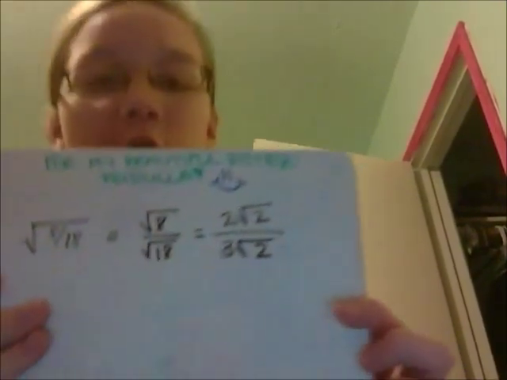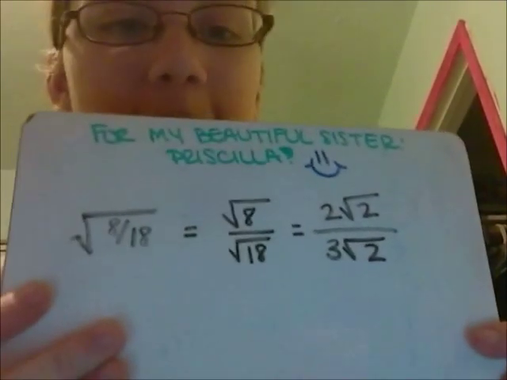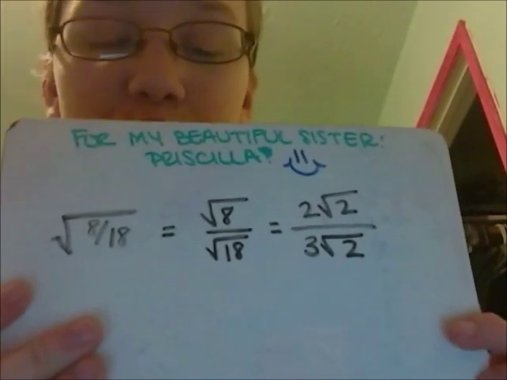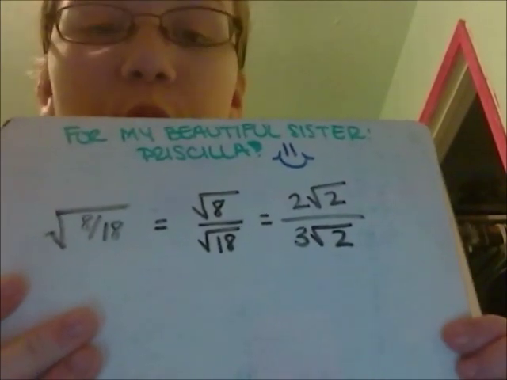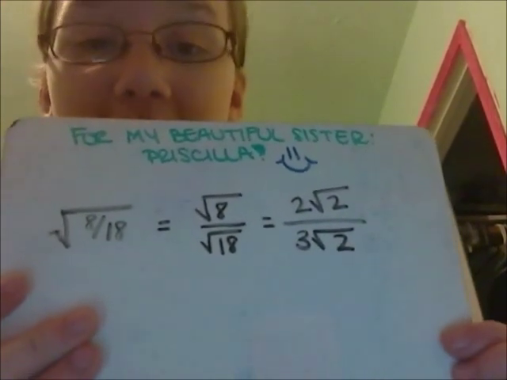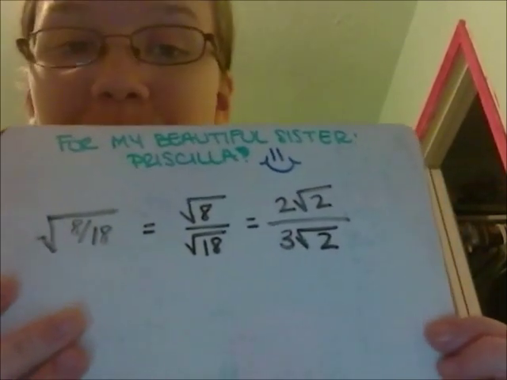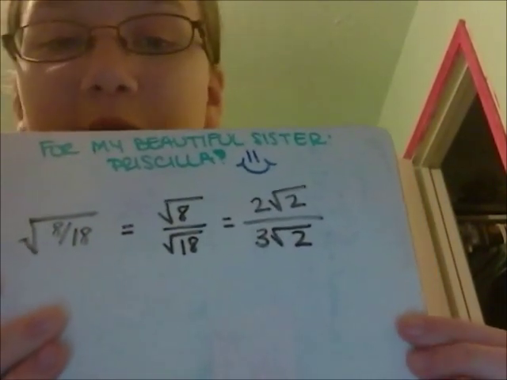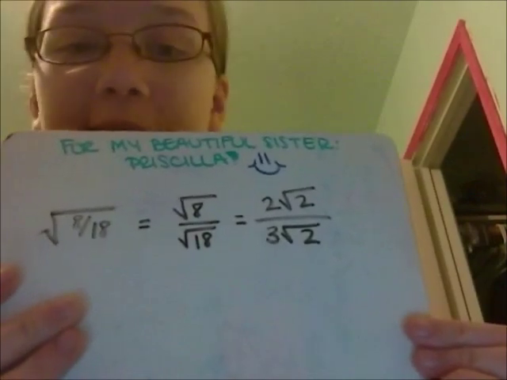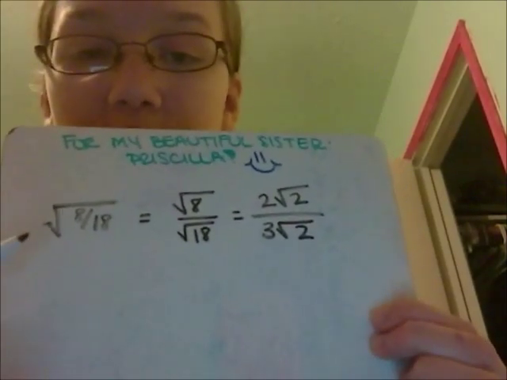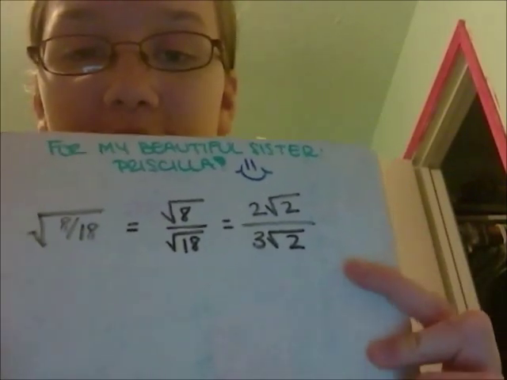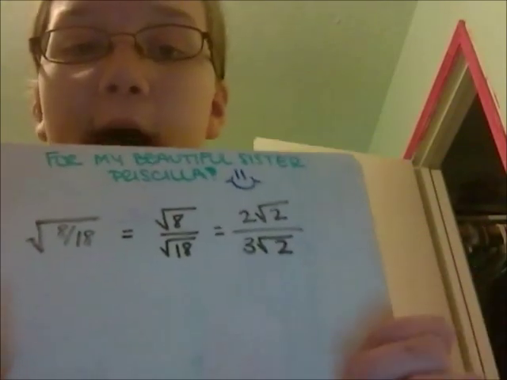Okay, so you see how I went from the square root of 8 over 18 to 2 times the square root of 2 divided by 3 times the square root of 2. Now, I'm going to show you how you can do this two different ways, alright? After we get to this part right here, this is the first step we're going to take. I'm going to rewrite the problem just below it, so that I have a fresh new line.